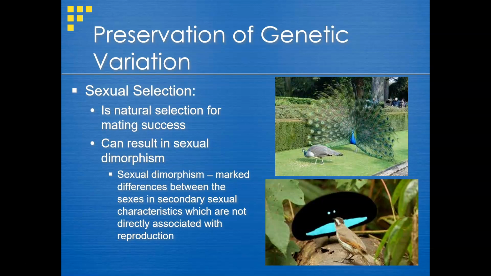And then there's sexual selection. When we talk about sexual selection, really truly it's just natural selection based on mating success. These tend to result in sexual dimorphism, where we see marked differences between sexes in some set of secondary characteristics. So it has nothing to do with their genitalia, and it's not directly related or associated with their ability to reproduce.